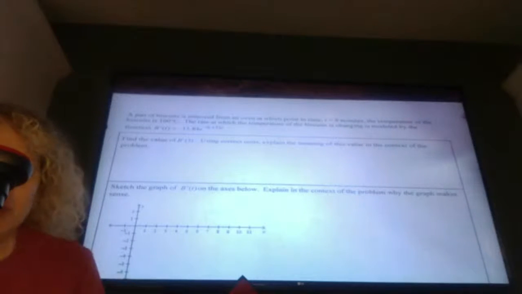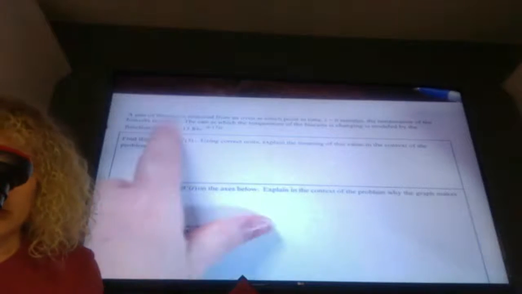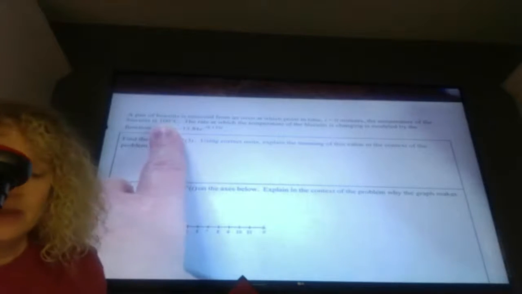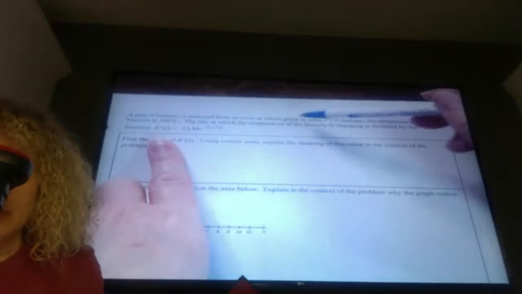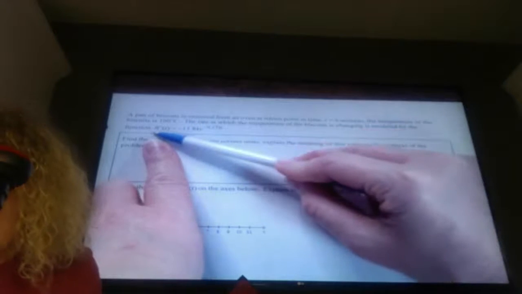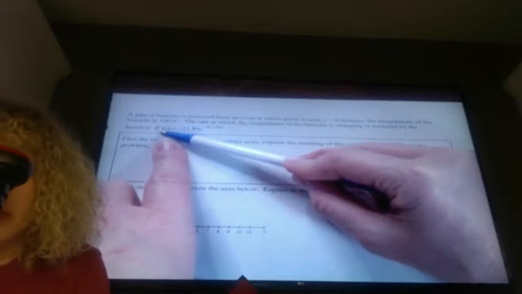Okay, so a pan of biscuits is removed from the oven, at which point in time t equals 0 minutes. So like I take them out of the oven. Temperature of the biscuits is 100 degrees Celsius. Okay. The rate at which the temperature of the biscuits is changing is modeled by b prime of t equals negative 13.84 e to the negative 1.73 t. So first of all, find the value of b prime of 3. So that's just a calculator thing.